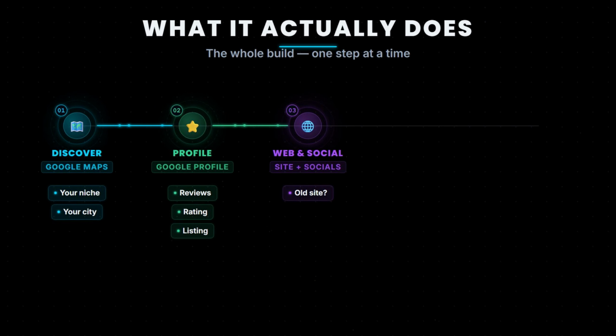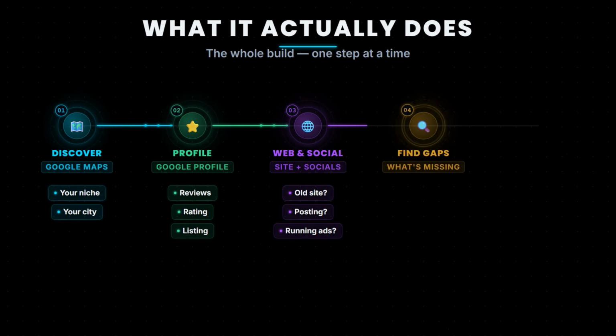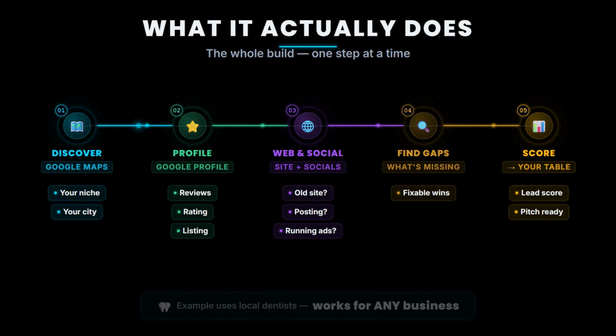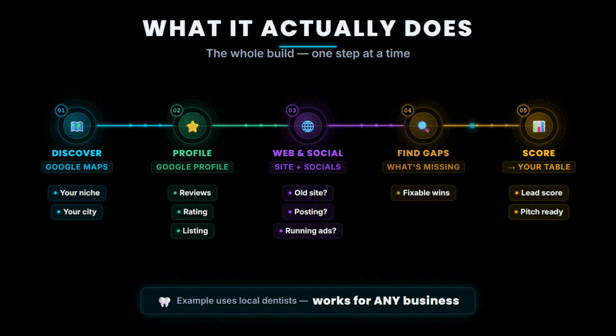Is the site old and clunky? Are they posting anything? Are they running any ads? From all of that, it works out what they are missing, the exact things you could fix for them, and gives each one a score and drops it into the table with a pitch already started. Now, I'm using local dentists as my example, but this works for any business you want.